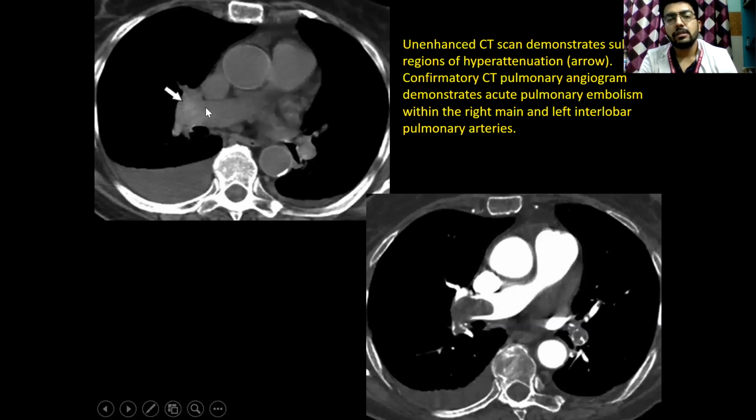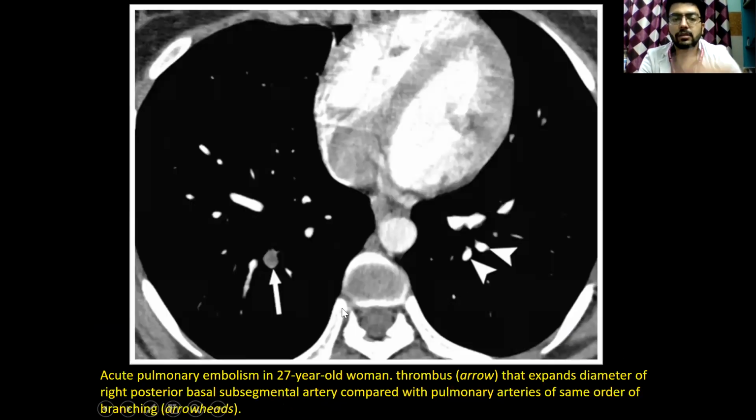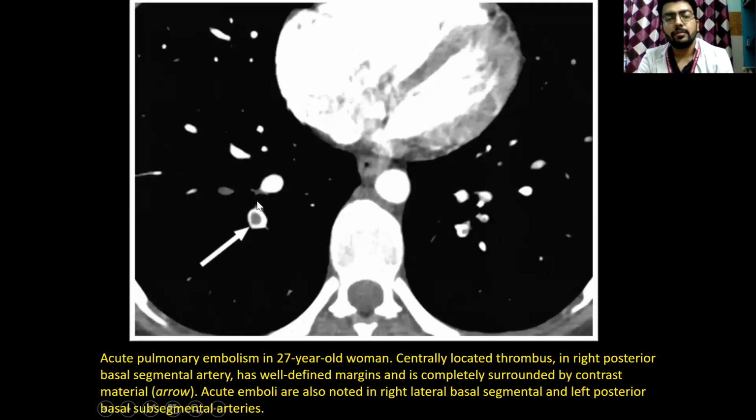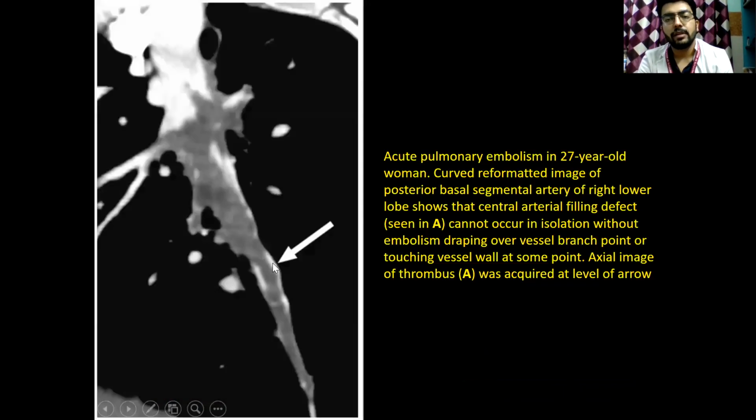This is an unenhanced CT scan, and this is a contrast-enhanced CT scan demonstrating the pulmonary embolism within the right main and left interlobar pulmonary arteries. These are again acute pulmonary embolism in the right posterior basal segment, subsegmental artery. Again, a rim sign or Westermark sign that we can see.